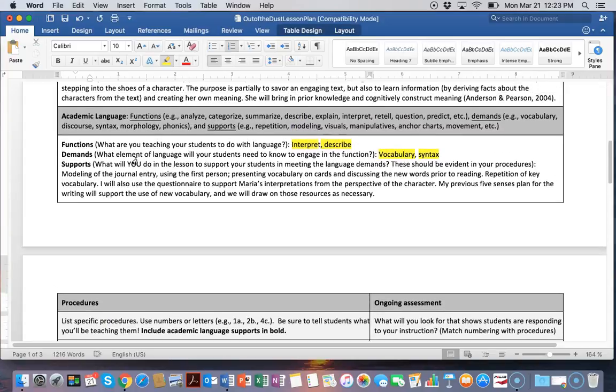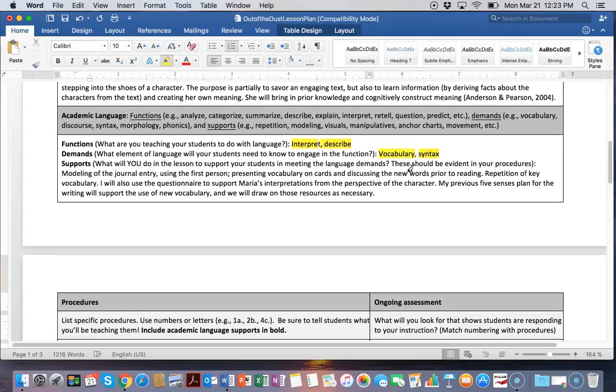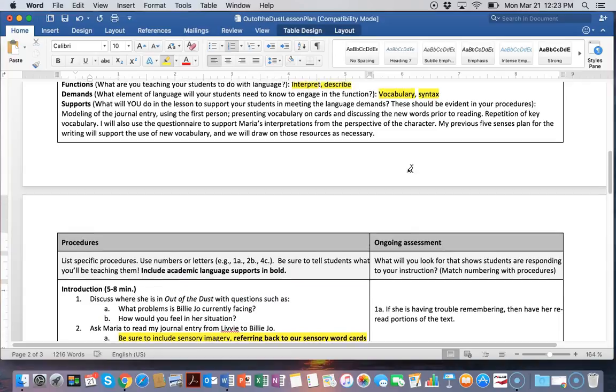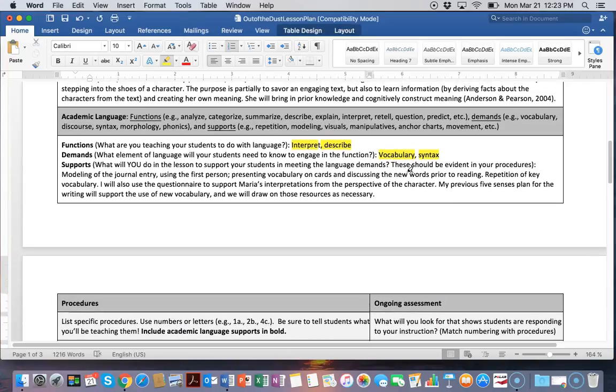So let's talk about some of the academic language supports that this tutor has included in the lesson. Remember, the supports are things that you will do in the lesson to support your students in meeting the language demands, vocabulary, and syntax. Okay? These supports are also going to be evident in your procedures. I've already pointed out a few of them down here and highlighted them for you, but we'll explore the other ones in just a minute.